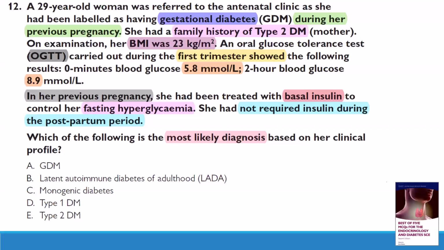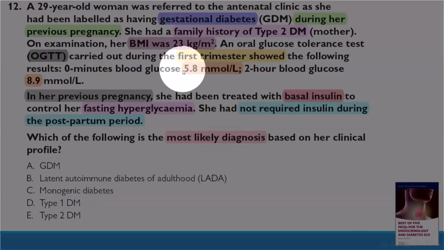Another question: a 29-year-old female presented with gestational diabetes mellitus during her previous pregnancy. There is a family history of type 2 diabetes mellitus. The body mass index is normal, 23. In the first trimester she showed mild fasting hyperglycemia, 5.8, with a 2-hour value of 8.9. There is a mild increment after 2 hours. Which type should we suspect? If we have a mild fasting elevation with a mild increment of blood glucose after 2 hours, we should suspect MODY.